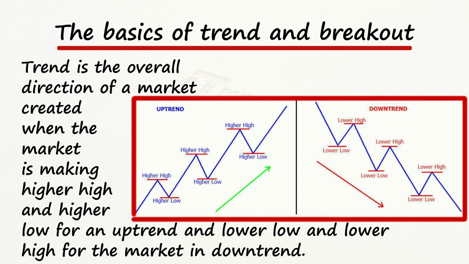Remember, when the market is on uptrend, the price will be making higher highs and higher lows. But if the market is on downtrend, the price will be making lower lows and lower highs. You have to remember that those trend lines can act as support and resistance. That's why we are focusing on them.